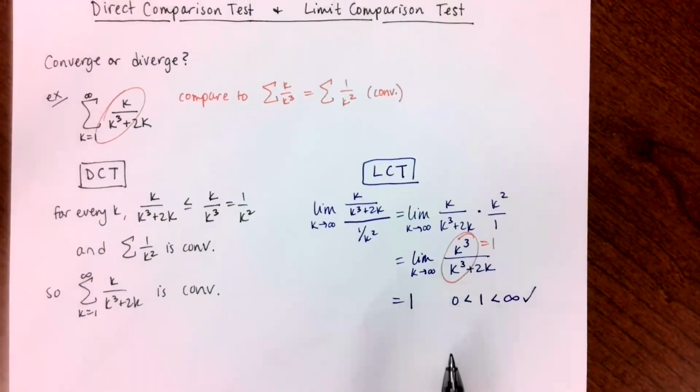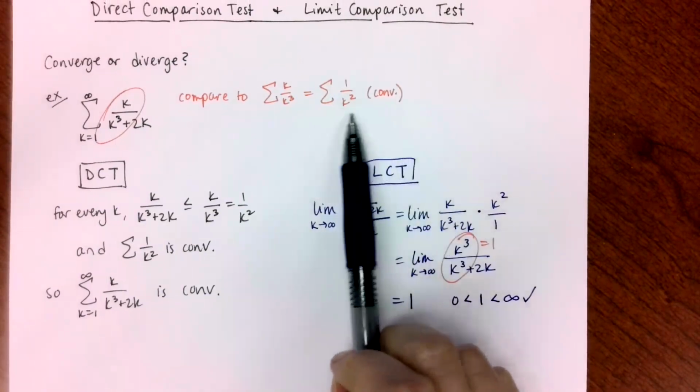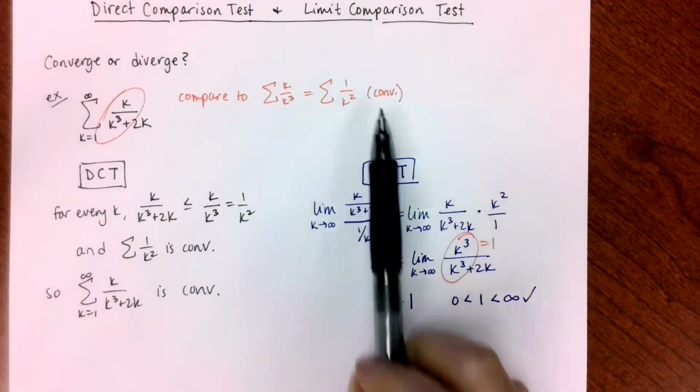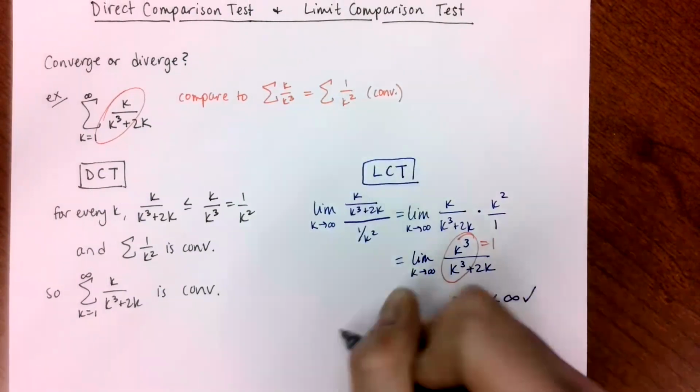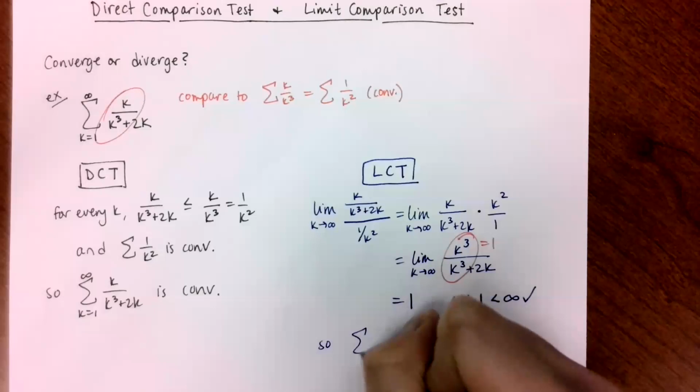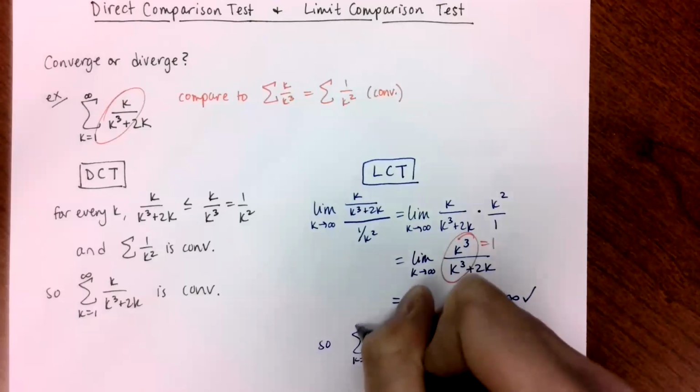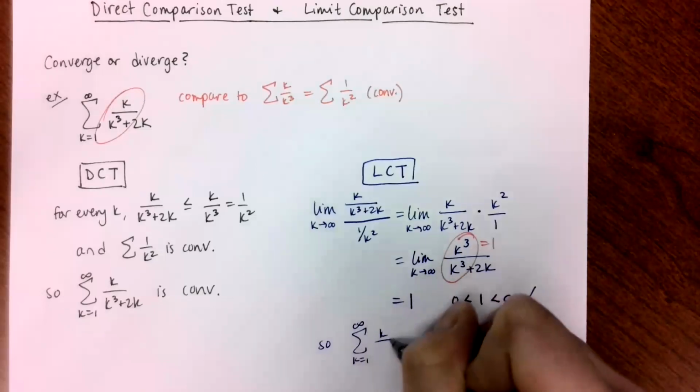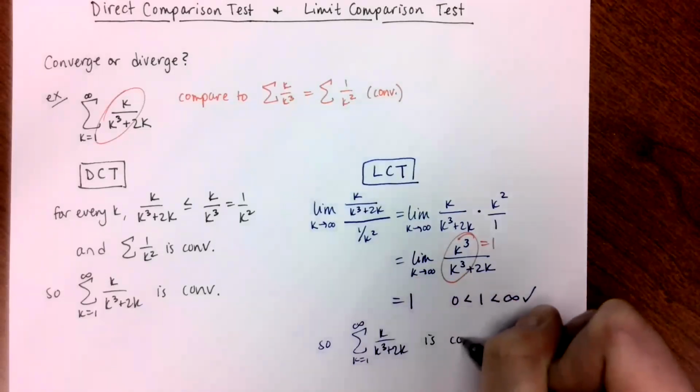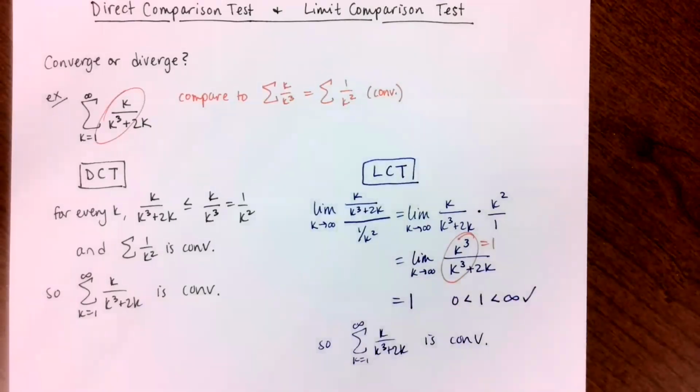And now whether I decide convergent or divergent depends on what the comparison series did. So we said we were comparing to something convergent. So my series must also be convergent, which is the same conclusion we came to doing this with the other test. So this is just a second option for answering the same question.